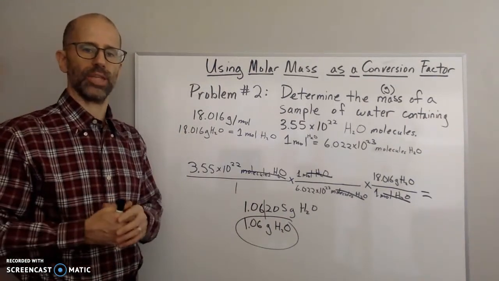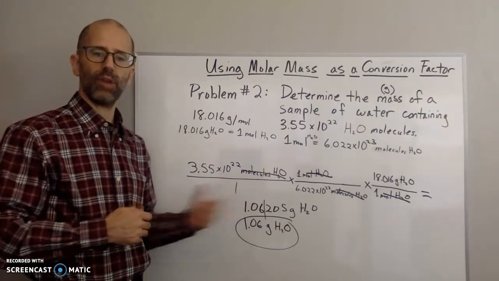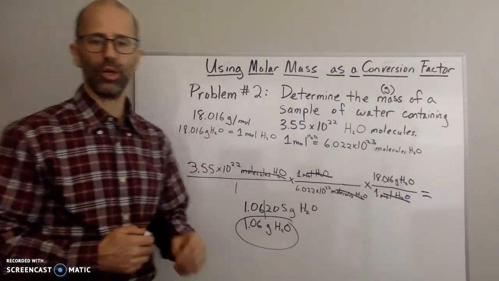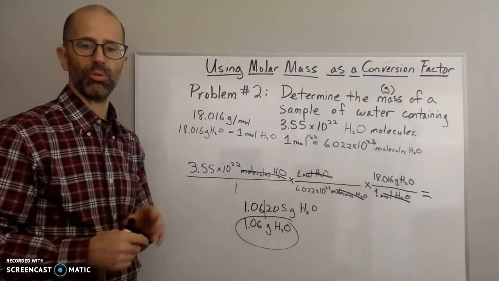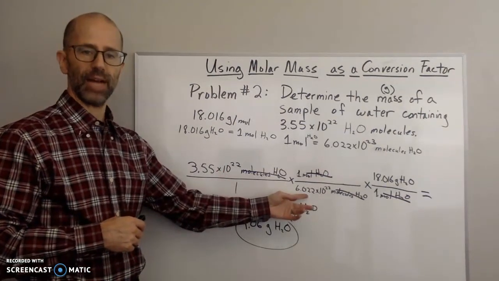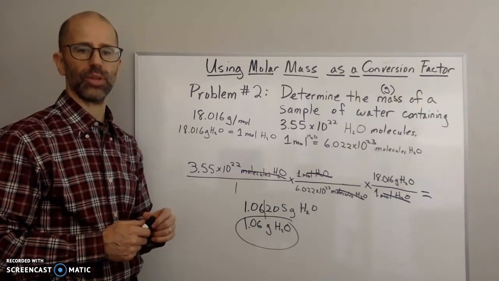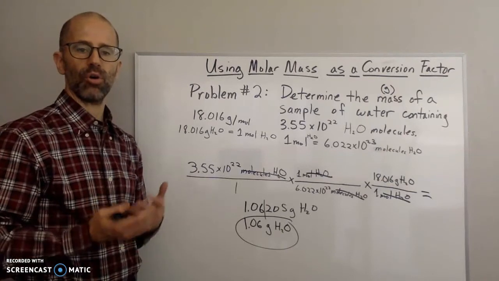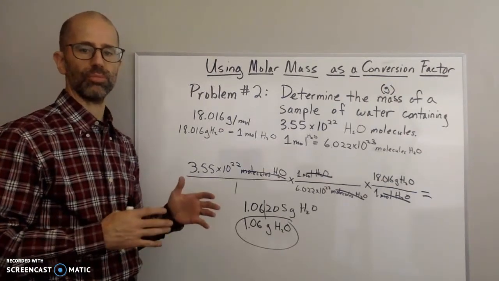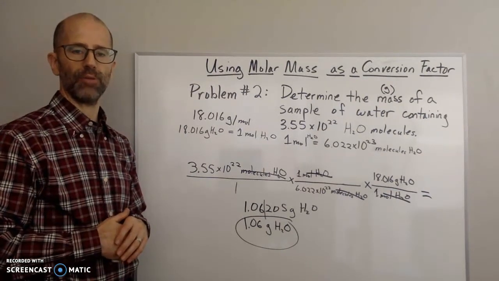So I hope that was helpful. Notice that we had to do 2 conversions. I did have to use the molar mass as a conversion to convert from moles to grams. But in order to get to moles, we had to use Avogadro's number. 1 mole is equal to 6.022 times 10 to the 23rd. So a lot of these are going to require you to convert from particles to moles or moles to particles. So be on the lookout for that.